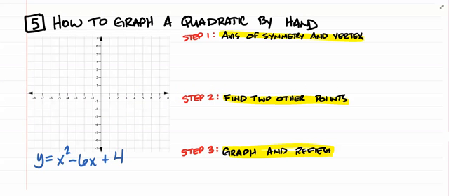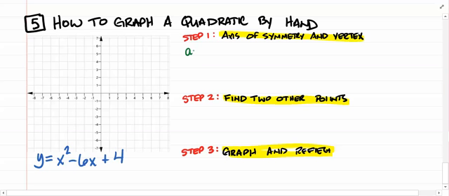Okay, box number 5, we're going to graph a quadratic by hand using these 3 steps that I have outlined for you right now. So our goal is to graph the quadratic x squared minus 6x plus 4, and we're going to need a coordinate plane in order to do this. So make sure you draw yourself a coordinate plane. Step 1 is find the axis of symmetry and the vertex. Okay, so we're going to do the same steps.